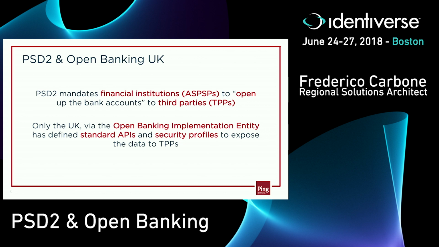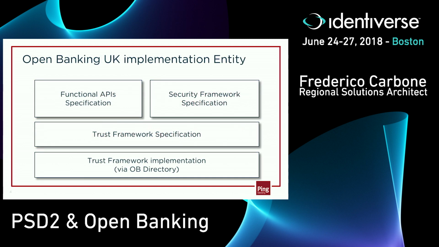The only country in Europe that has done anything in that direction is the UK, via the Open Banking Implementation Entity. So the Open Banking Implementation Entity actually defined the functional APIs, the specification of the APIs to expose that data. So I do want to transfer money, yeah. What API shall I call? What data shall I send to the API? What data do I get back? Do I want to aggregate transactions data? Do I want to get the balance? All the functional APIs are specified in detail.